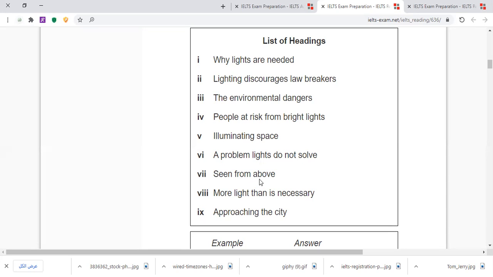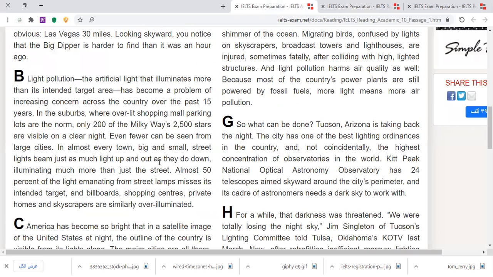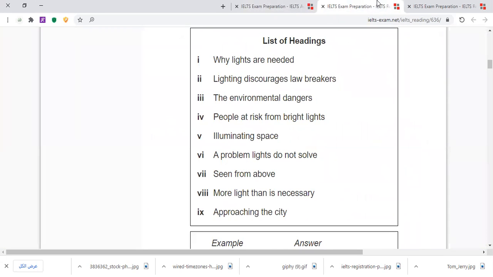Seen from above. Did he talk about this? Yes, he said that some of the lights, he said in some idea here, that in almost every town, big and small, street lights, the ones we see in the street, beam just as much light up and out as they do down, illuminating much more than just the street. They light the street more than the target area. But is it what the whole paragraph is about? No.